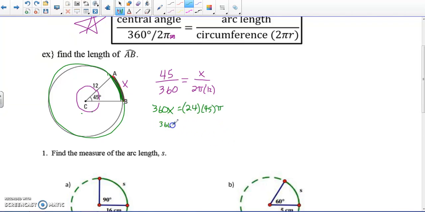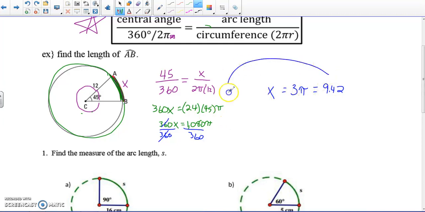And now it's just some simple algebra. We have 360x equals, and I'll have these calculations done for you. You could obviously just go to your calculator, but it equals 1080 pi. And now to get x by itself, we'll just divide both sides by 360. And those cancel out, and we have x equals, and this comes to exactly 3 pi. So the length of that arc is exactly 3 pi. We could put that into our calculator if we want, and we would get about 9.42. So there's your answer. It's all about setting up good proportions.